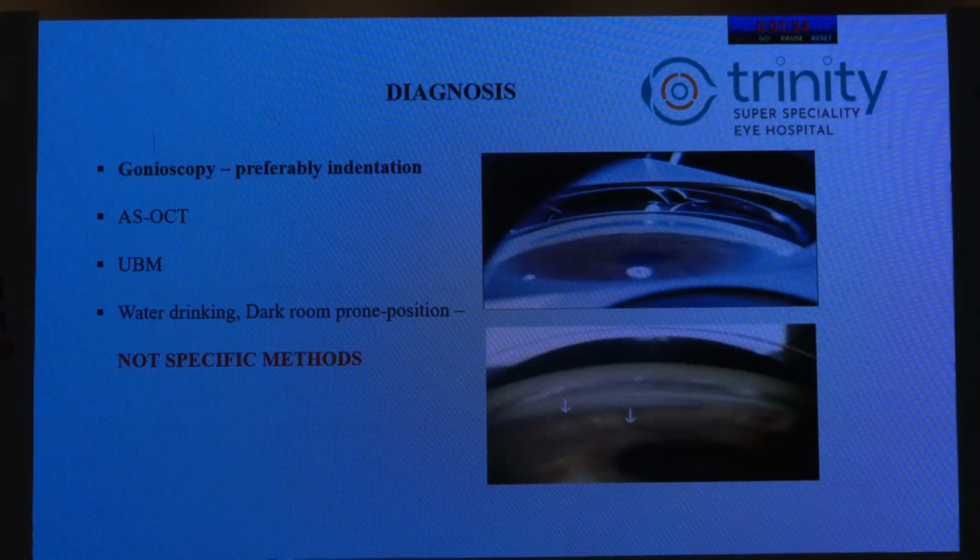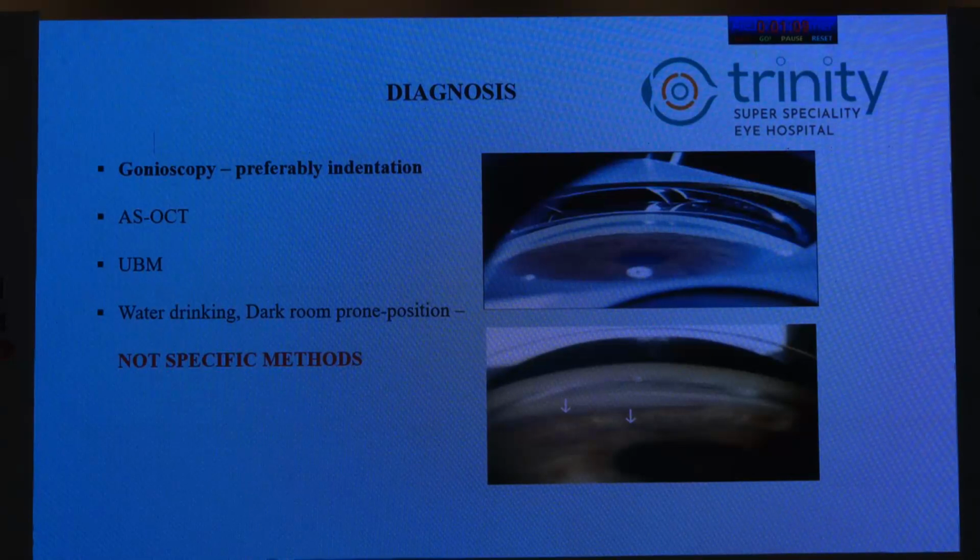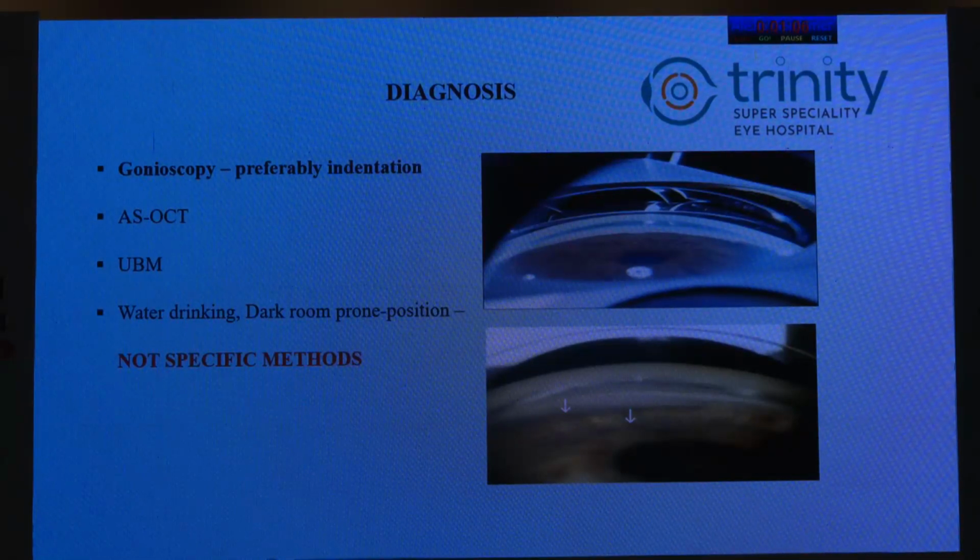Diagnosis: gonioscopy is the gold standard, and definitely an indentation gonioscopy is needed. AS-OCT gives a very objective measurement. It is easy to explain the disease to the patient. UBM to rule out any secondary causes. Water drinking, dark room prone position tests can be done, but they are not very specific methods to diagnose angle closure.